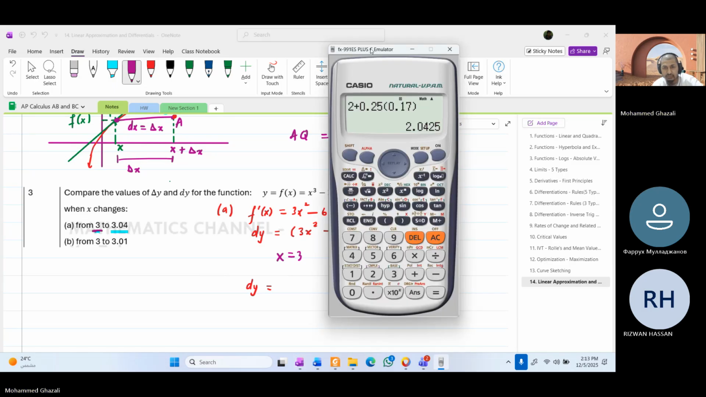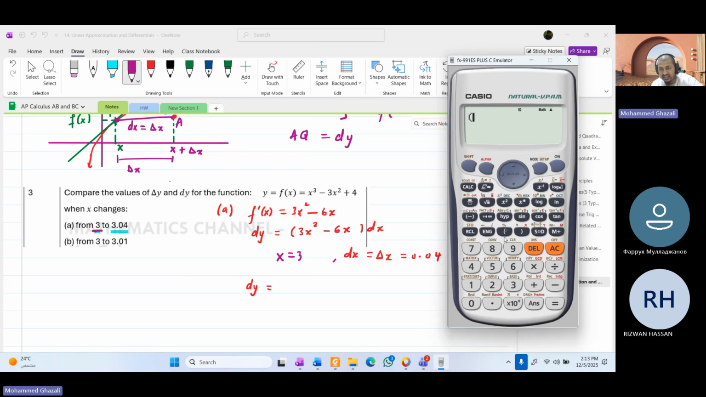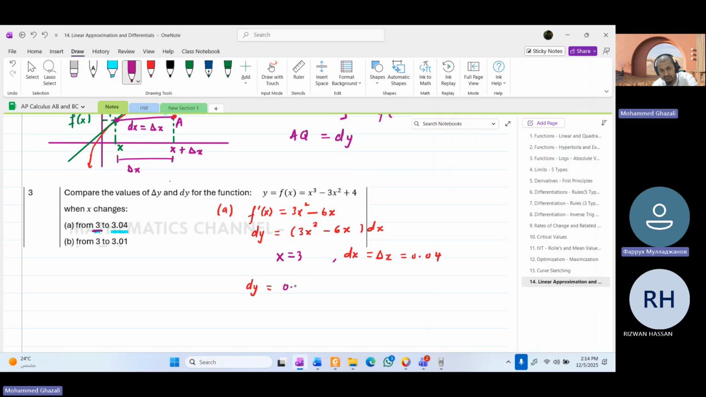So let's work that out. 3 squared is 9, times 3 is 27. It's 9 times 0.04. It will be 0.36. I believe, we're checking now. Yep, getting 0.36. Good. And what is change in y? The change in y will be f of 3.04 minus f of 3. So work that out.